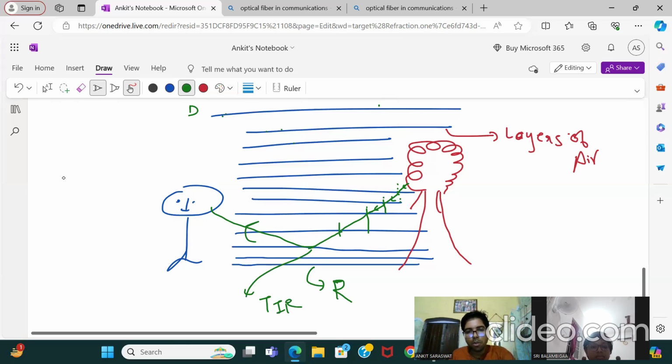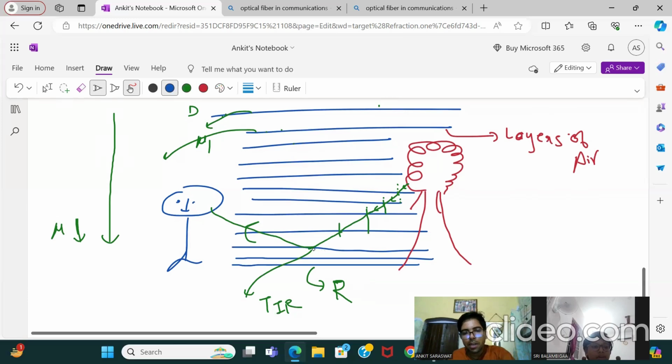Because this mu, if I ask you, for this layer there is a different refractive index, for every layer a different refractive index. If I ask from top to bottom, this mu value is going to be increasing, not increasing, decreasing. So when mu is decreasing, it means the medium becomes denser or rarer? Rarer. So at this point, TIR happens.